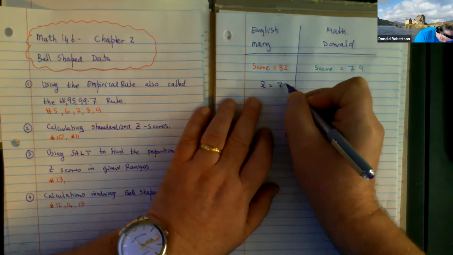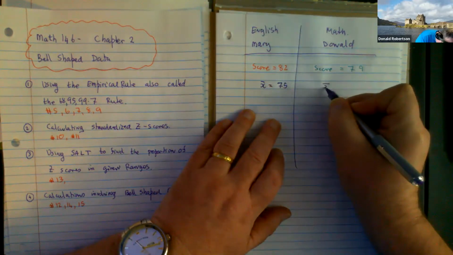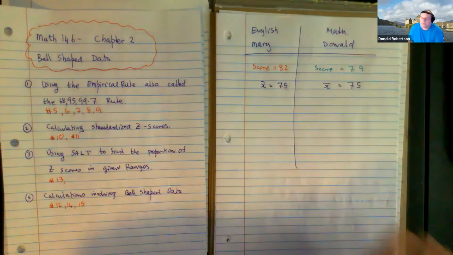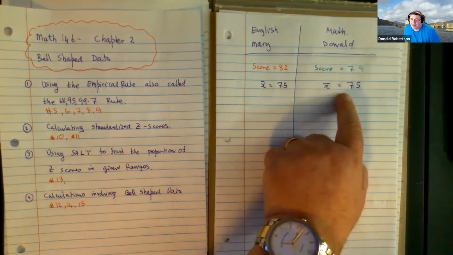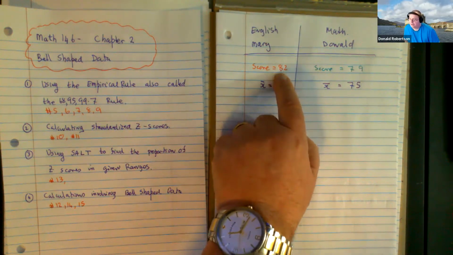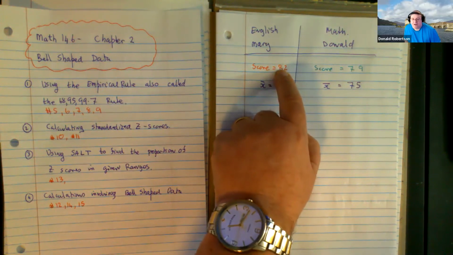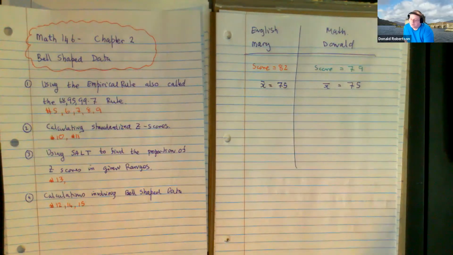75. And in this class, they also got 75. And so Mary would still say, "Hey, I did better than you, Donald." Right? The average in the class was the same, and I did better. I did better than the average, and I got more than you. You did better than the average, but I did even better than you did, right? That kind of argument.